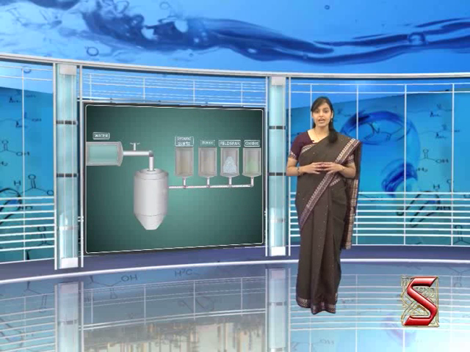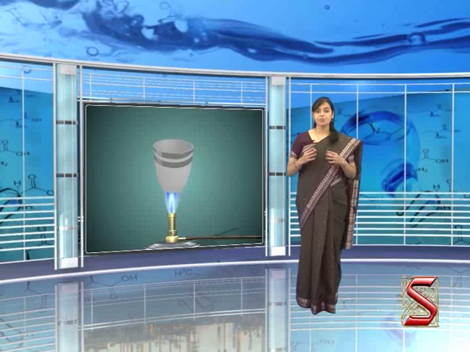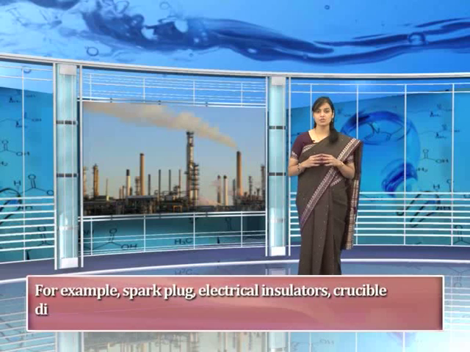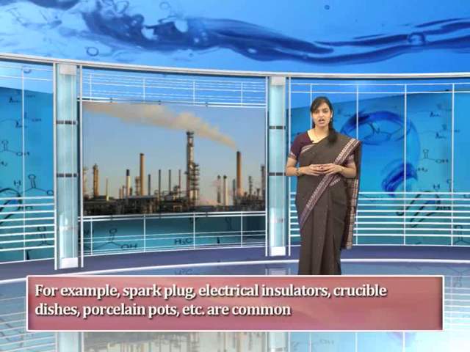Earthenware is prepared at very high temperature, ranging between 1450 and 1800 degrees Celsius. This is basically prepared by mixing finely ground quartz, feldspar and small amounts of borax and oxides with water to first form a slurry, and burnt at high temperature to get the glaze. For example, spark plugs, electrical insulators, crucible dishes, porcelain pots, etc. are commonly found earthenware.